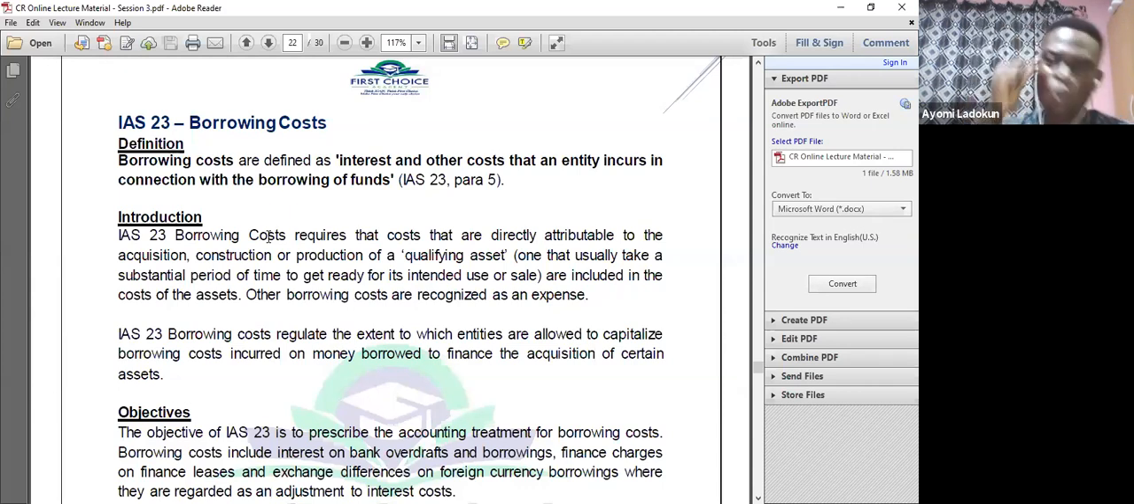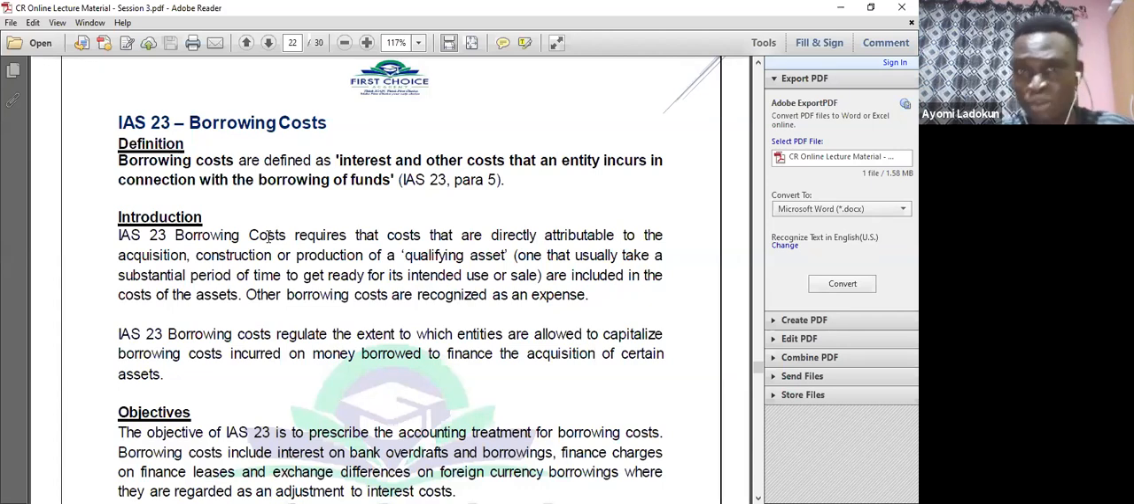Now listen, what is a qualifying asset? They are those assets that take a substantial amount of time to get ready for intended use or sale. Okay? Qualifying assets are those assets that take a substantial amount of time to get ready for intended use or sale. Now, what is substantial? IAS 23 did not tell us. But by judgment, you know that something that is substantial might take 5 years.